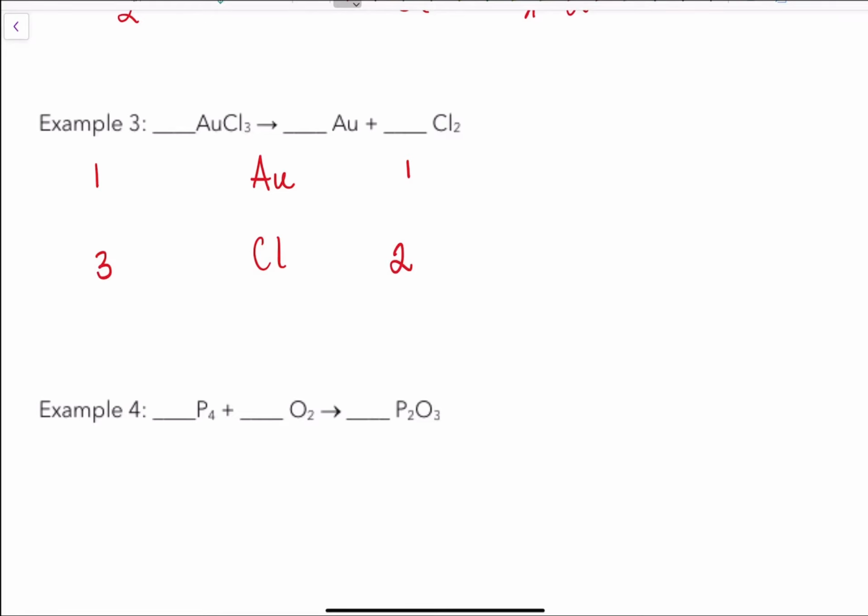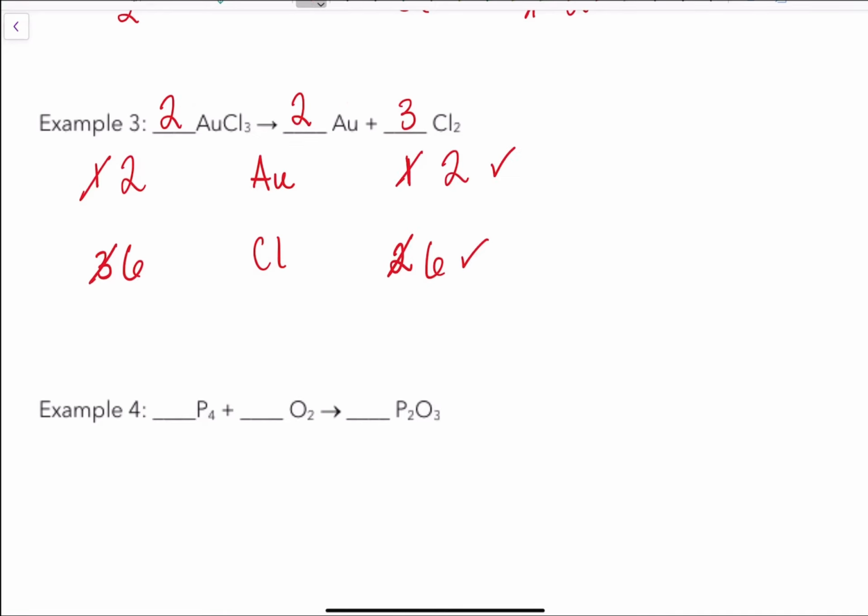So chlorine is 3 on this side. If we take 3 and multiply it by 2, we now have 6. And if we have 2 on this side, we can multiply it by 3 to get 6. Those look even. That's awesome. Here's the thing. When we multiplied this one by 2, while it went to chlorine, it also went to gold. So now gold is 2. To fix that, we notice on the other side, we just have 1. So if we put a 2 here, that balances it to 2.